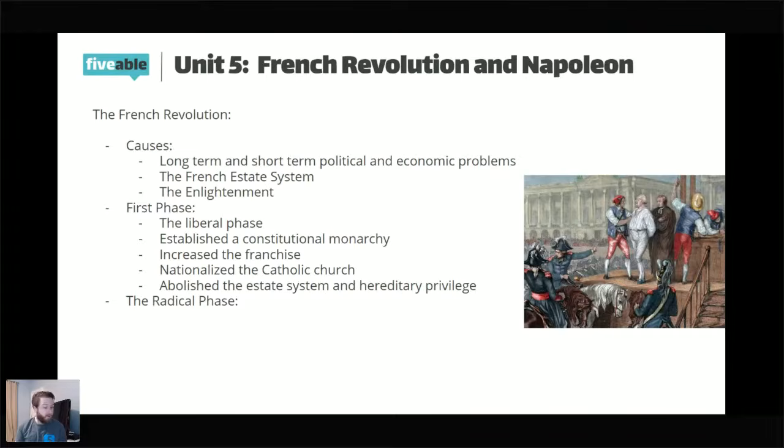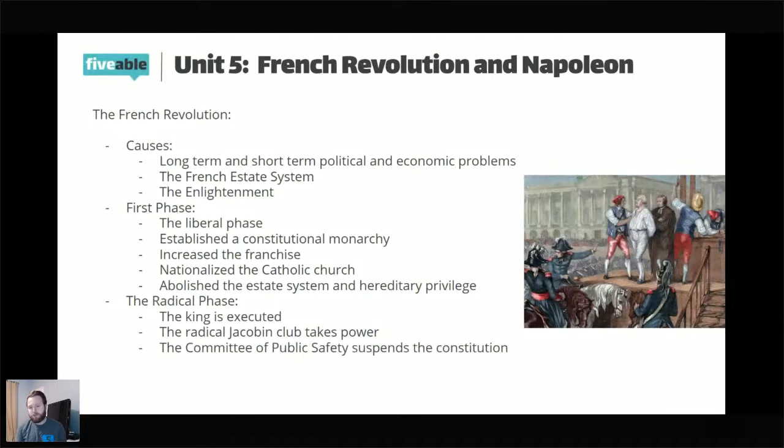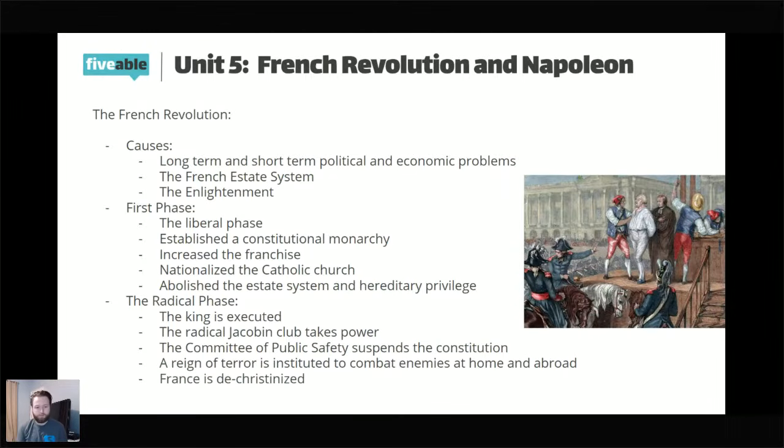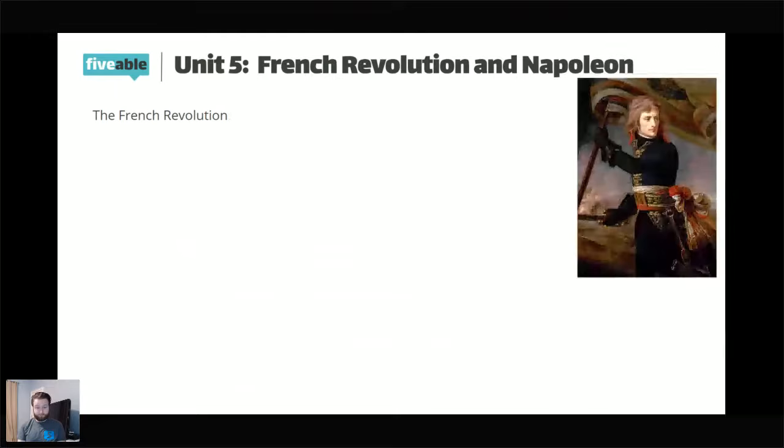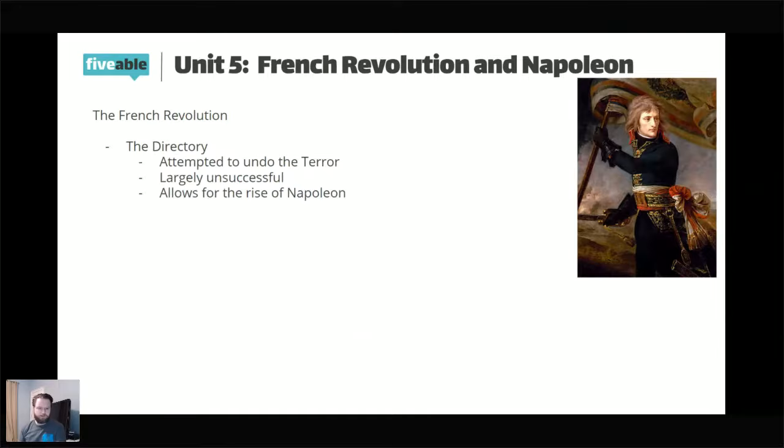The second phase is the radical phase. This is when the king is executed, the radical Jacobin club takes power, the Committee of Public Safety is established, a reign of terror, which is their wording, is instituted to combat enemies abroad and at home. And then also France is de-Christianized, which is huge. The last phase, the Directory, or the third phase, attempting to undo the terror, largely very unsuccessful though, and allows for the rise of Napoleon.